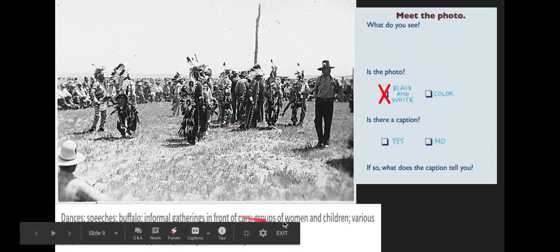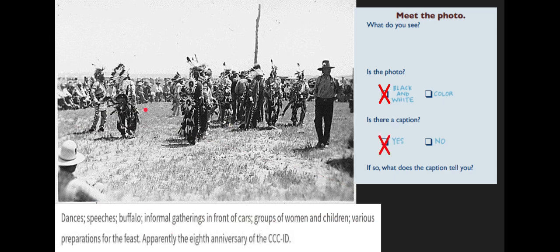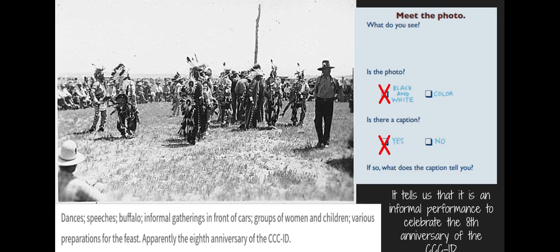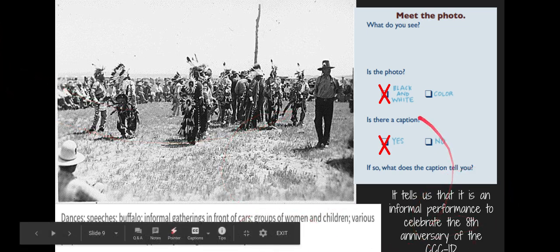So this was the caption underneath the picture. So yes, there was a caption. And then what does the caption tell me? Well, it says dances, speeches, buffalo, informal gatherings in front of cars, groups of women and children, various preparations for the feast, apparently the 8th anniversary of the CCCID. Well, it tells us that it's an informal performance to celebrate the 8th anniversary of the CCCID. That's what it told me, so that's what I wrote down. It's really that simple. If it's a caption, then you do it. If there is no caption, then you don't have to answer this because you can't, okay?